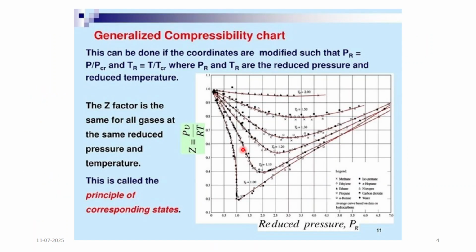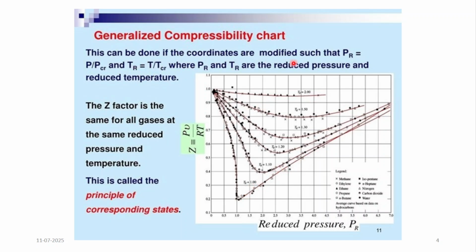We can understand this from the compressibility graph. This is a graph of compressibility factor against reduced pressure. You can see there are various gases plotted here. All these gases at the same reduced temperature and pressure will be behaving similarly because they have a similar compressibility factor. They are plotted at the same reduced temperature.